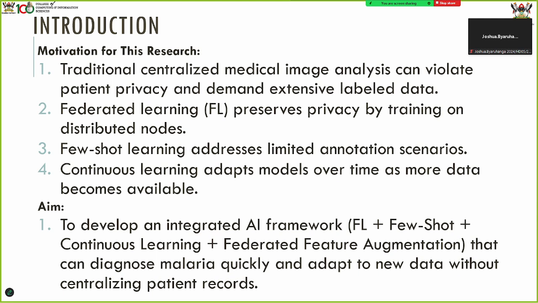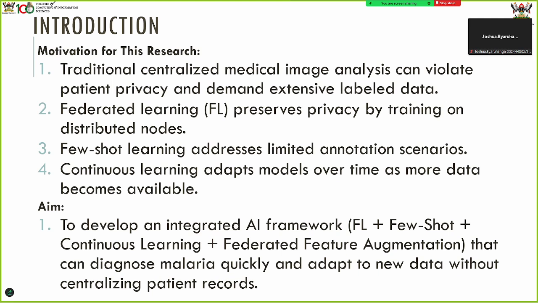Few-shot learning addresses the limited annotation scenario, and continual learning adapts the models over time as more data comes in. So these will help us solve the problem of privacy, in that we shall be training the images on different nodes, and then we send the model to the centralized server, which will be updating in one place without using the physical images from the device, with the model continuously learning.